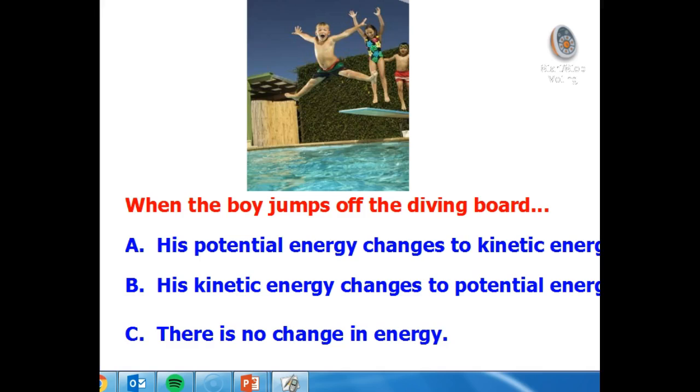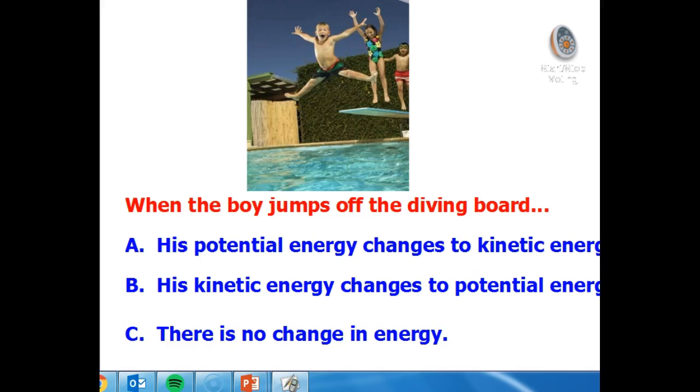Now, here's our last one. So there's a kid and he jumps off the diving board. When the boy jumps off the diving board, does his potential energy change to kinetic energy? Does his kinetic energy change to potential energy, or is there no change in energy? Which one is it? He stands on the diving board and then he jumps off. Is that potential to kinetic? Kinetic changing to potential, or is there no change?